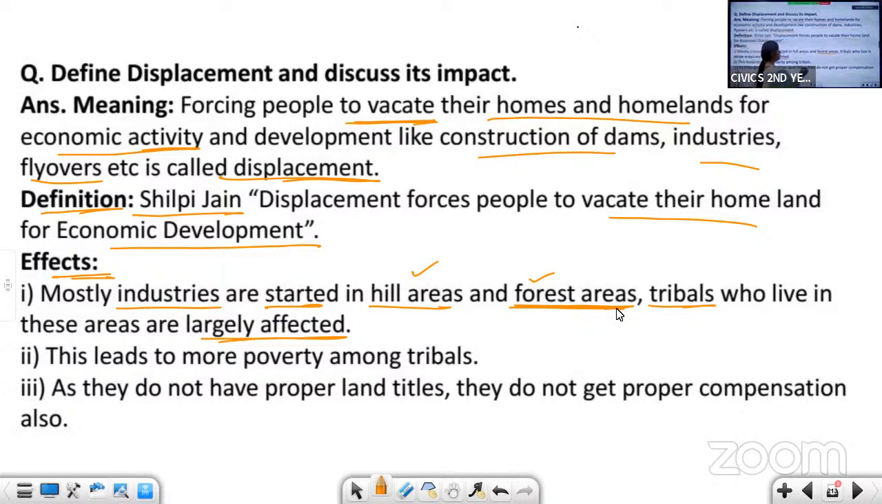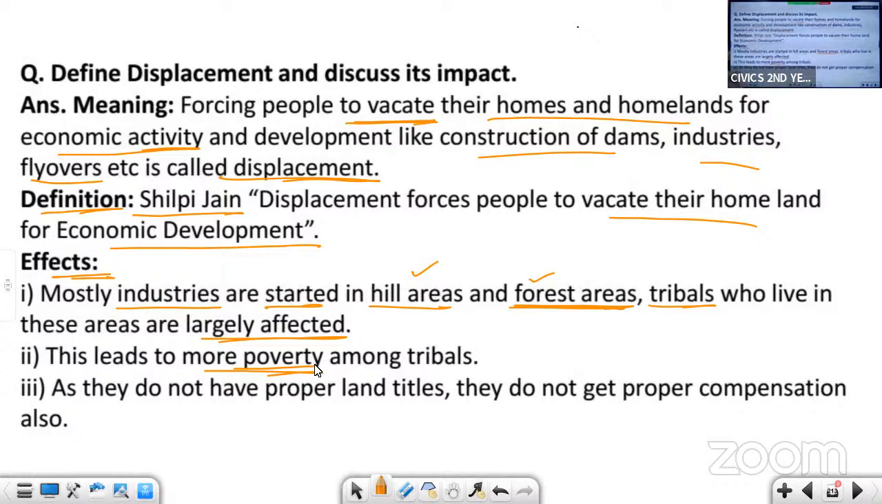In forest areas, they are habituated to fresh air. When they come to cities, they have to inhale polluted air, which may cause health problems. And already these tribes are poor, and moving to another place will make them poorer, because the standard of living is different. They incur more expenditure when they move to cities.